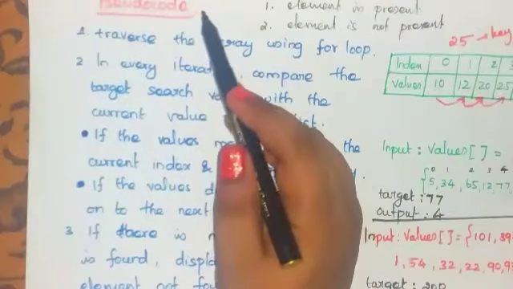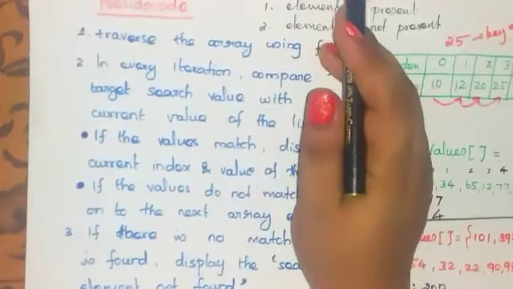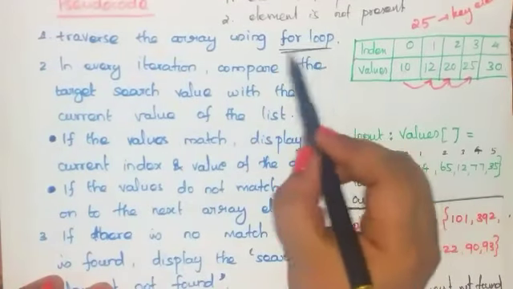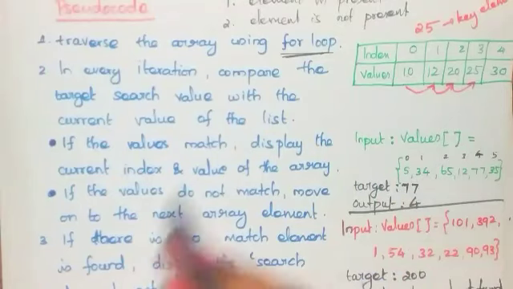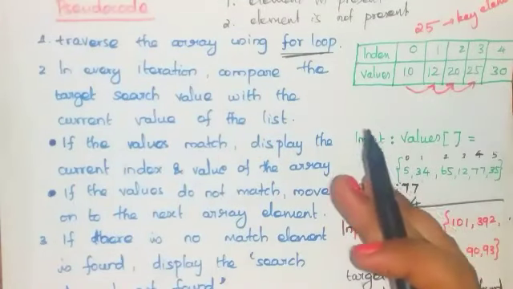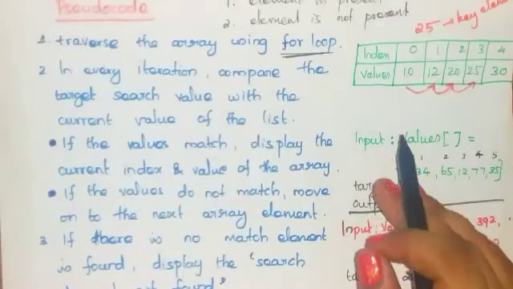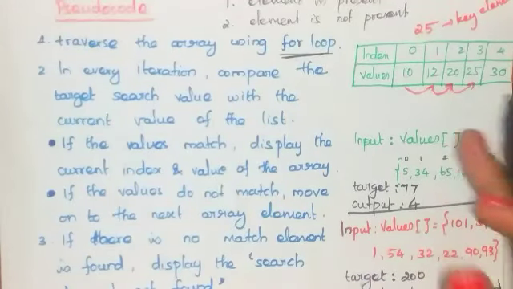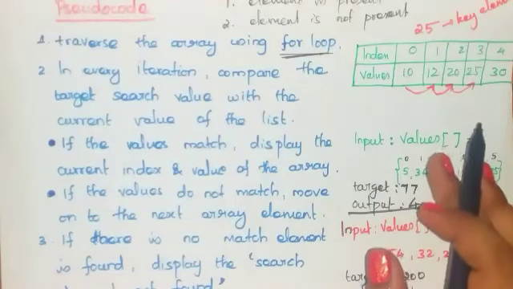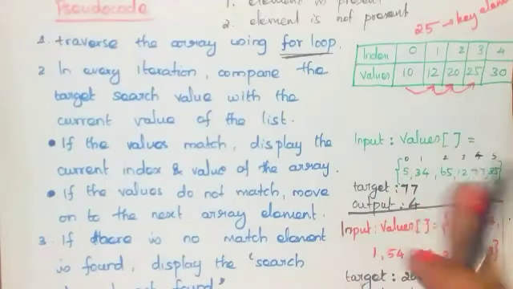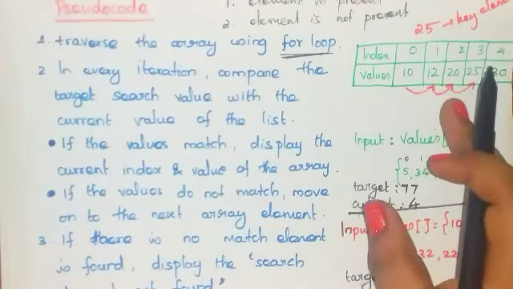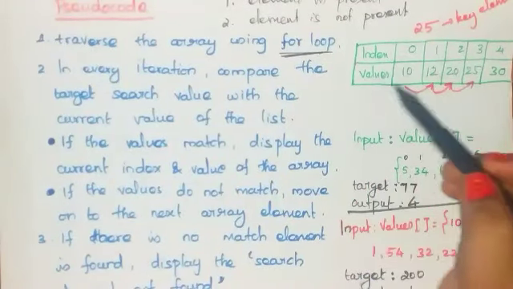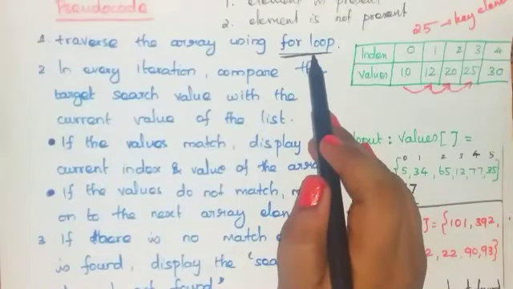Now let us see the pseudocode for linear search. Traverse the array using a for loop. What do you mean by a for loop? Here the same set of statements is repeated again and again. The same set of actions is used again and again until the search element is found, which means we are searching for the key element in a list again and again until the desired element is found. For this purpose we are using a for loop.